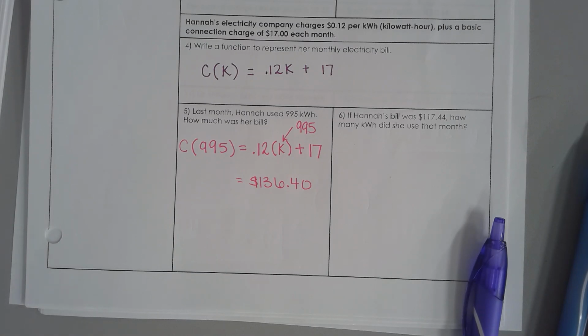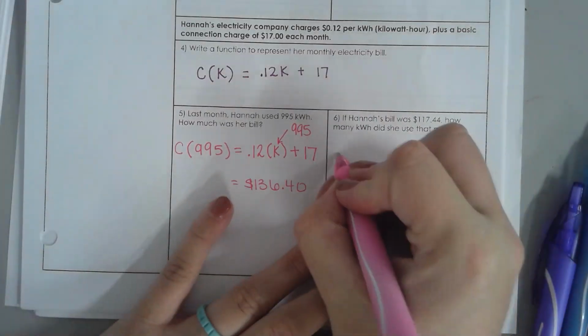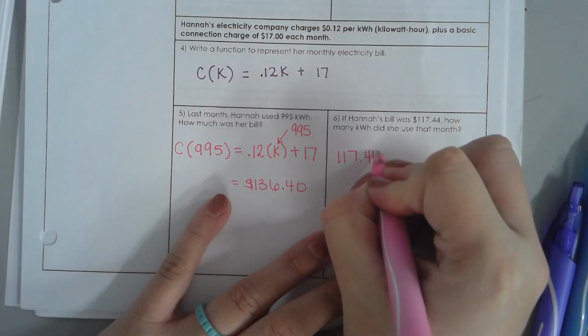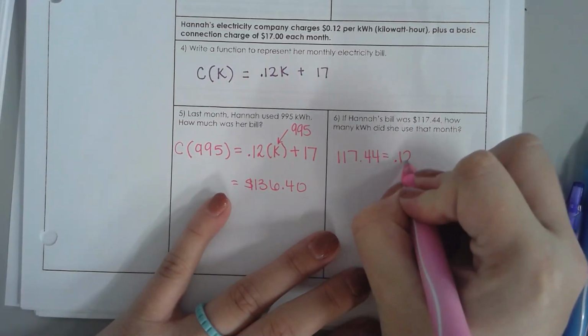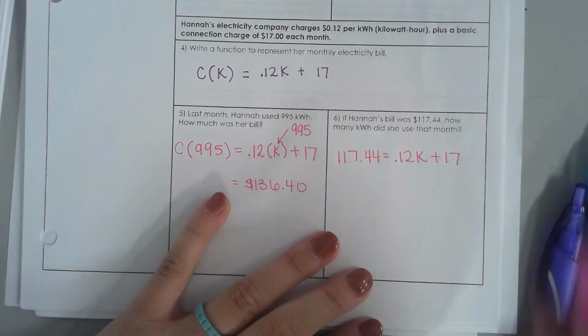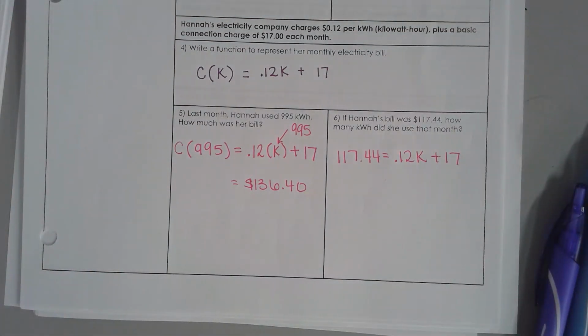Alright, number 6. If Hannah's bill was $117.44, how many kilowatt hours did she use that month? What are we plugging in and where? The 117 and where? In the cost, in the very front, the C of K. So the cost is getting replaced with the 117.44. And you're solving that for K.